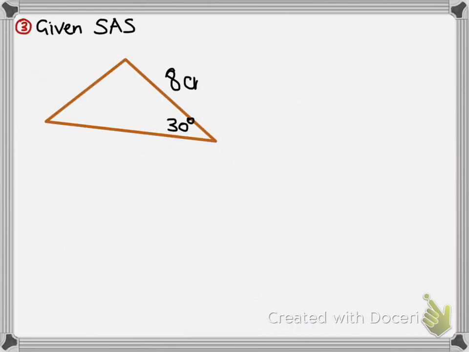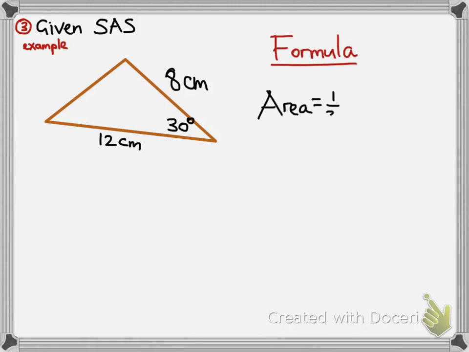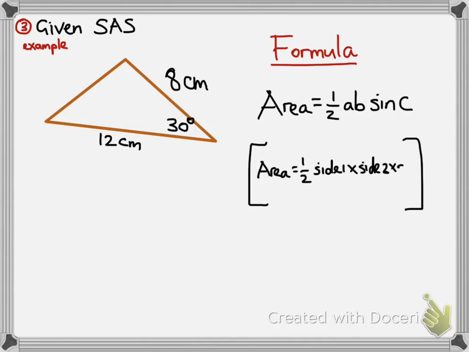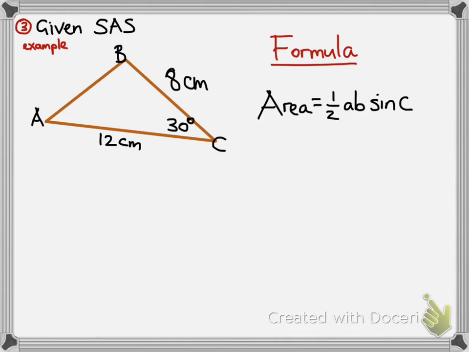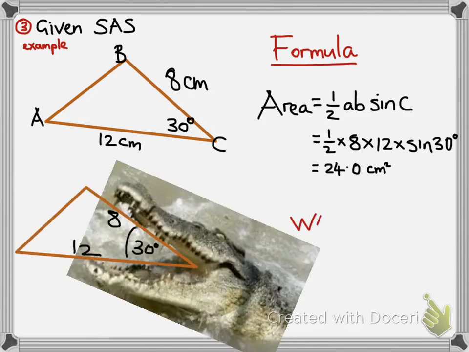Another way we can find the area of a triangle, if we don't know all three sides, is to get away with knowing just two sides and the included angle. In this formula the area of a triangle is half ab sine C. So in this case we have two sides, 8 and 12, and we need the included angle. So half of ab sine C gives us a half of 8 by 12 by sine 30, and we get 24 square centimetres.